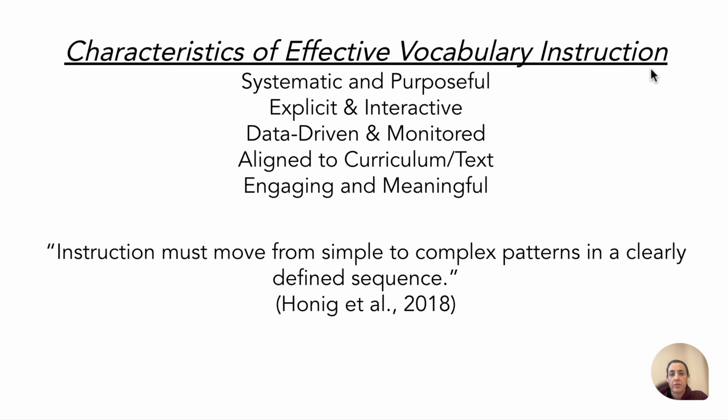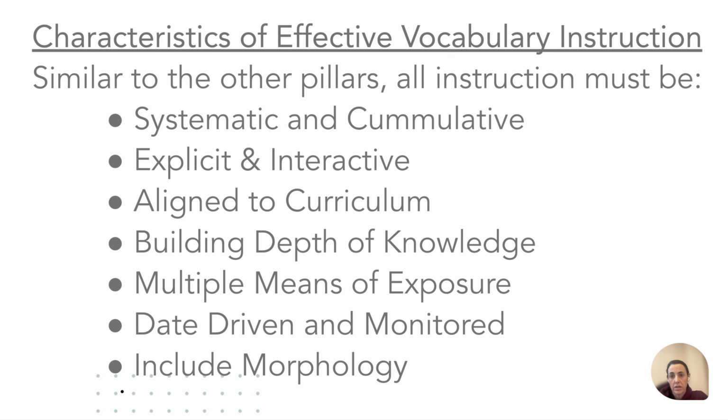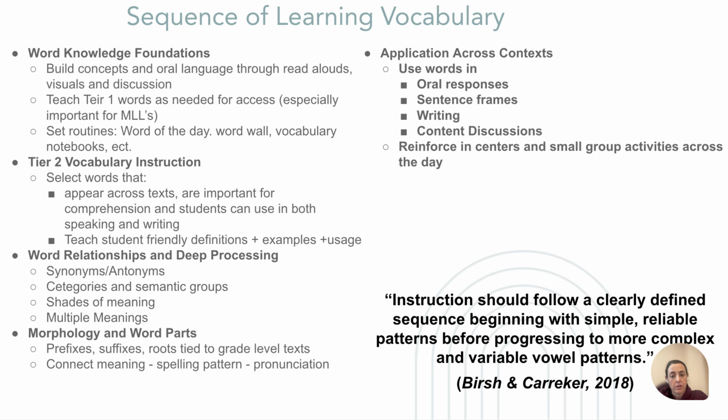Characteristics of effective vocabulary instruction are basically the same as they are for all of the pillars: systematic and purposeful, explicit and interactive, data-driven and monitored, aligned to a curriculum or text, and engaging and meaningful. Instruction must move from the most simple to the most complex in a clearly defined sequence, just like with all of the others. Similar to the other pillars, all instruction must be, and I just read these off, and they must include morphology, so the changing of words and how that changes the meaning of the words.